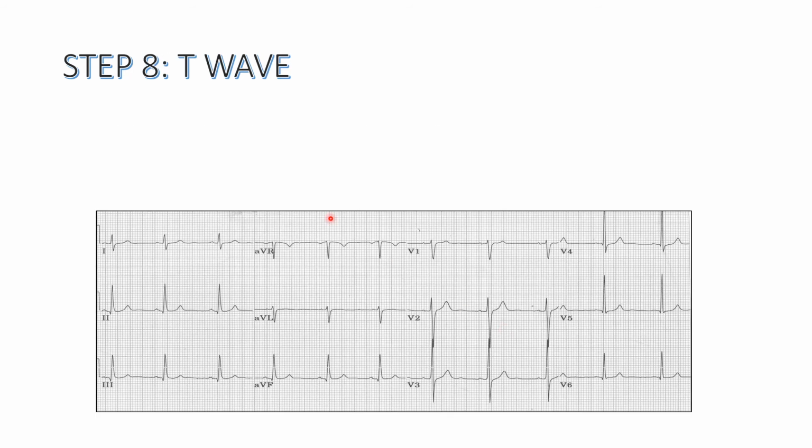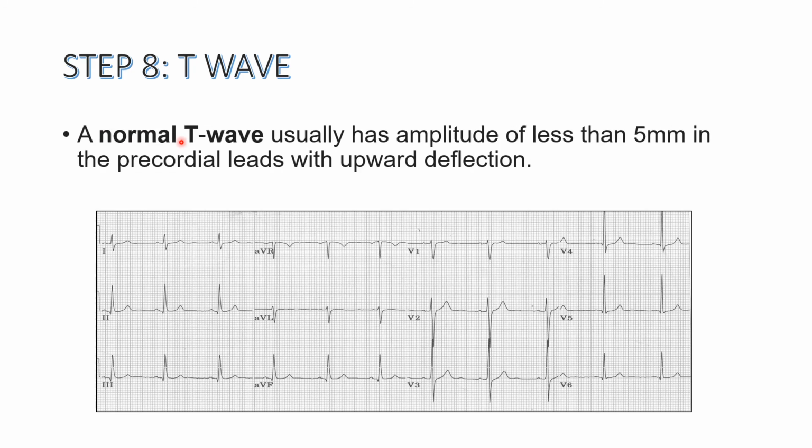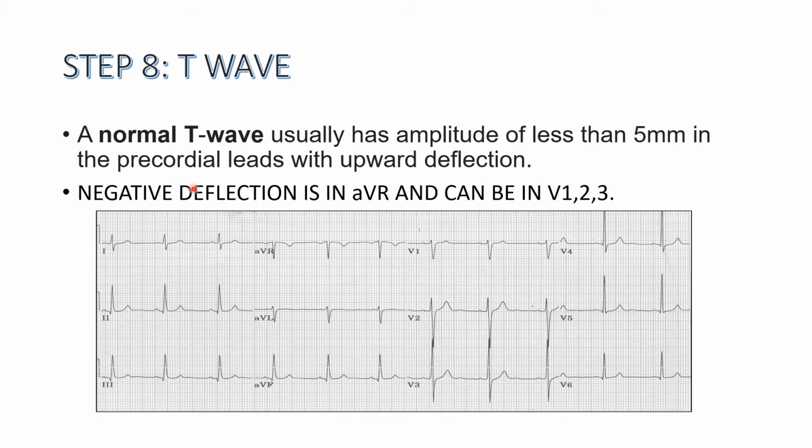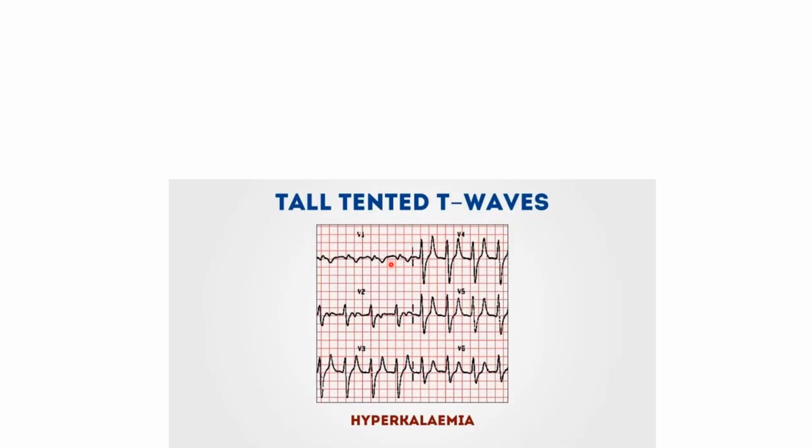So moving on to the last step, which is the T wave. A normal T wave usually has an amplitude of less than 5 mm in the precordial leads with an upward or positive deflection. Negative deflection can be seen in AVR and also in V1, V2 and V3 sometimes, which is normal.